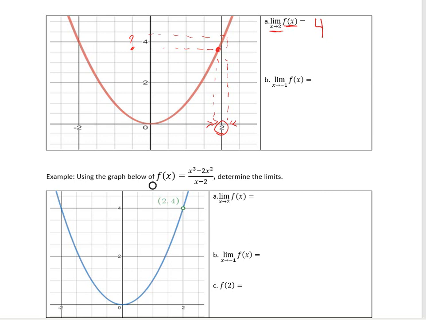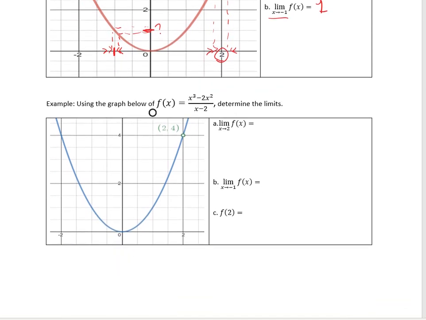Now, if we look at the limit of our function as x approaches -1, so -1 is right here. If we get closer and closer to -1, what does it look like our y value is getting closer to? As we get closer to -1, our y value looks like it's getting closer to +1.